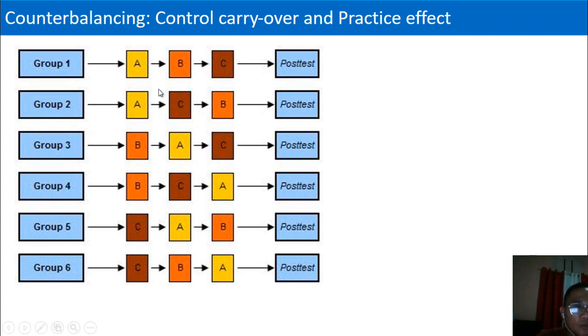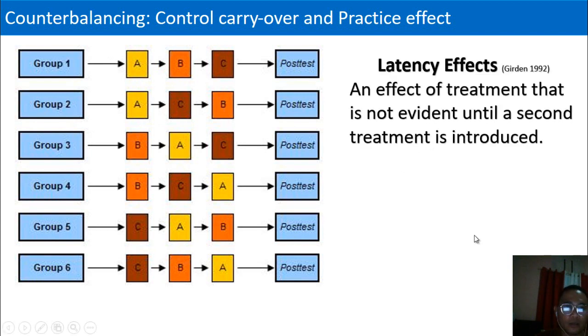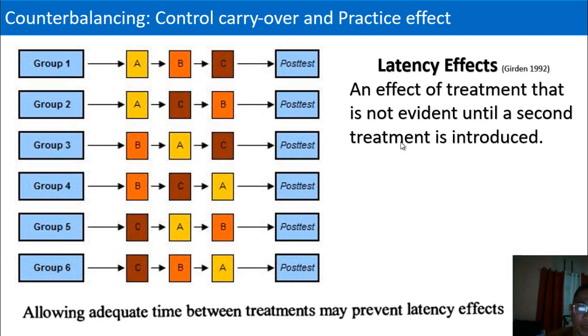This counterbalancing also has a disadvantage or a side effect. And one of these is the latency effects. Why? Because the latency effect actually is an effect of treatment that is not evident until a second treatment is introduced. So it means late effect actually could be the result of some problems in here. How to mitigate or lessen this latency effect? The one way is to allow adequate time, enough time between treatments to prevent latency effects.